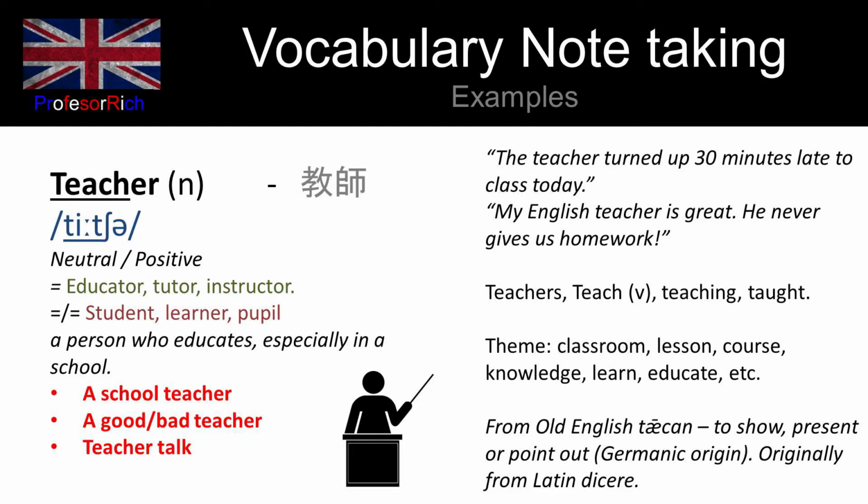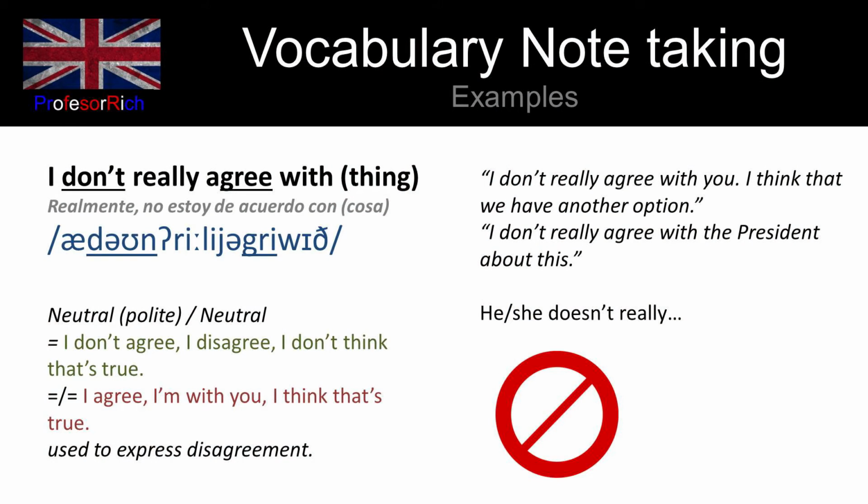Okay, and we can also look at a phrase. So here we've got, I don't really agree with, a phrase. Like, I don't really agree with that. I don't really agree with you. I don't really agree with this proposal. You can see I've put the translation in Spanish. Realmente no estoy de acuerdo con whatever. And then we've got the phonemics, and basically the other things that I had on my example for teacher. Also, I've got a little diagram there as well. That symbol for me is a pretty good representation of disagreement.